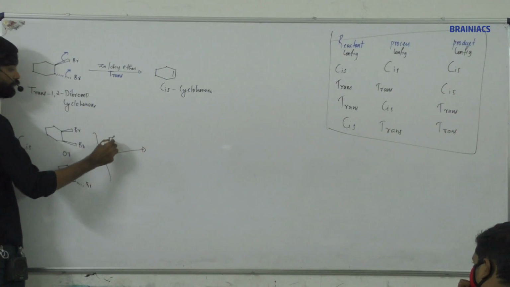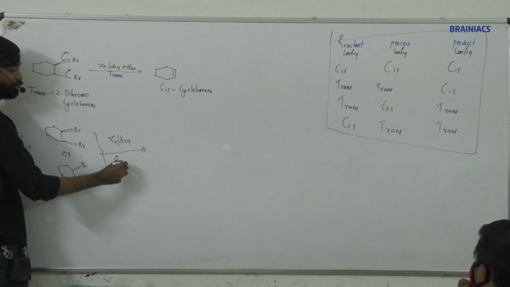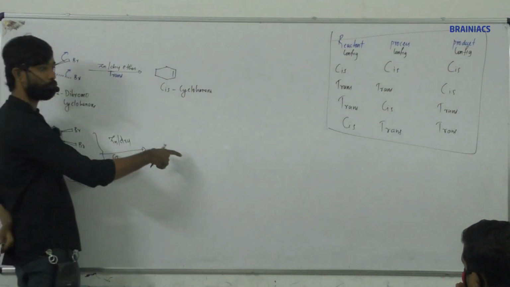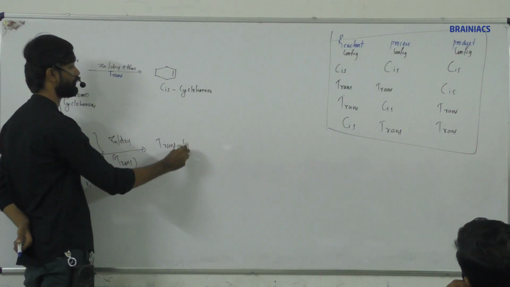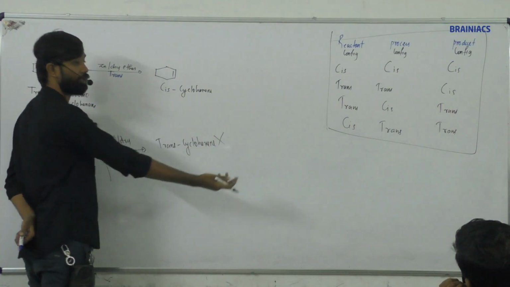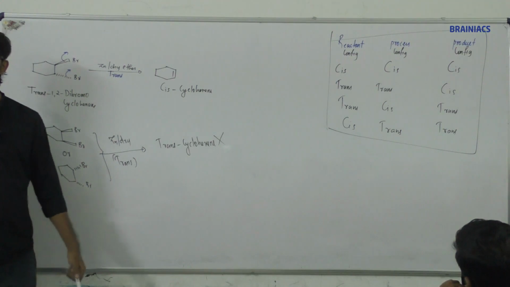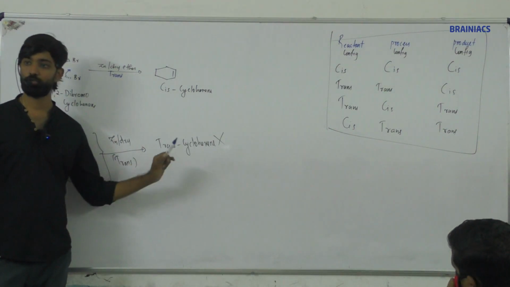Which on treatment with zinc in dry ether: the process is trans, the initial molecule is cis, so you would have to form trans. But the reaction is not feasible. Why? There is no trans-cyclohexene. Trans-cyclohexene is unstable, so this reaction does not take place.